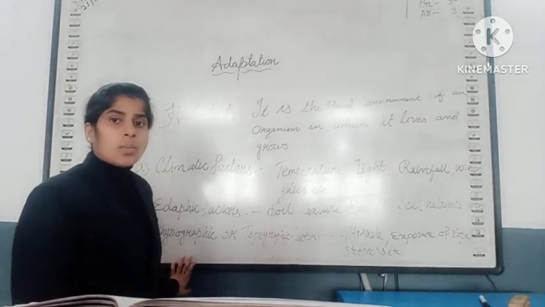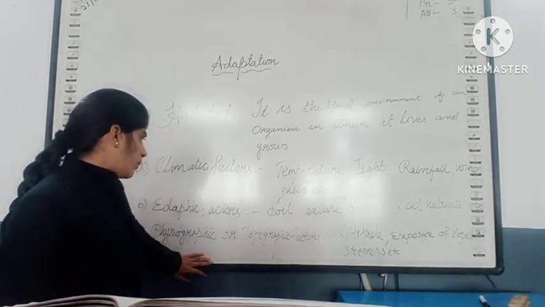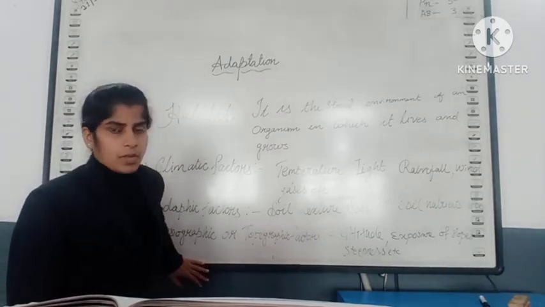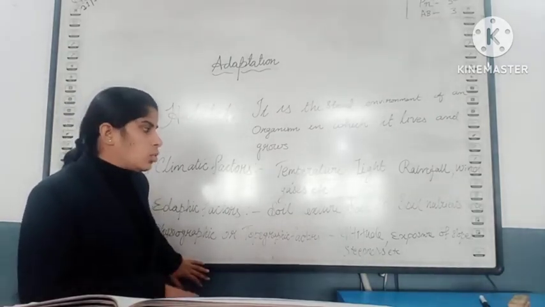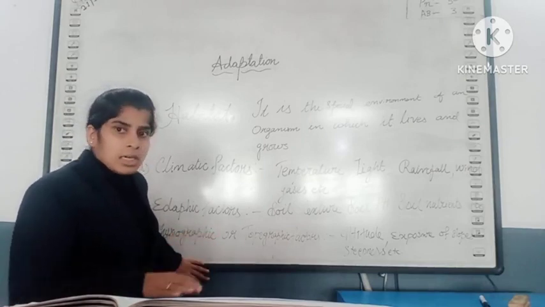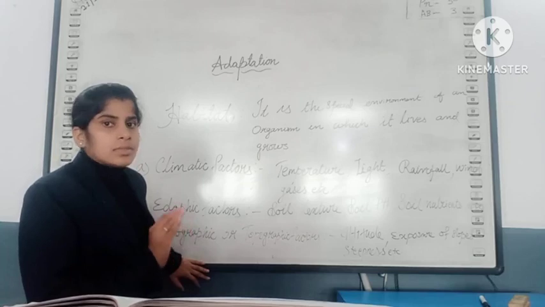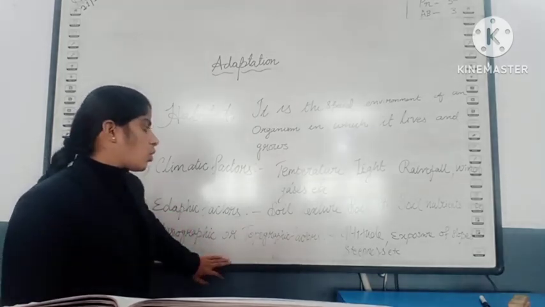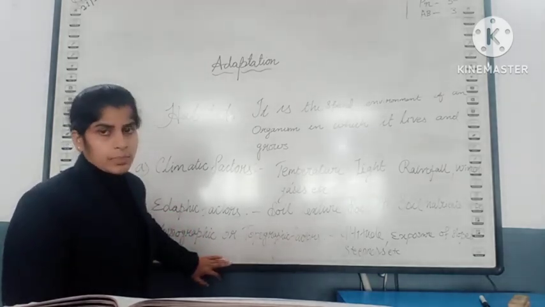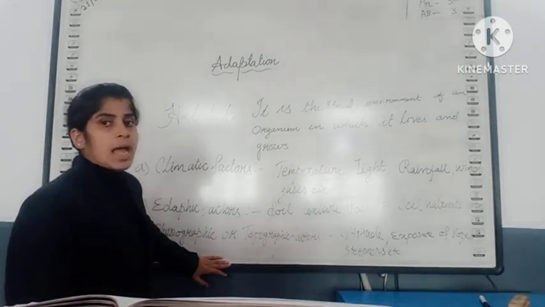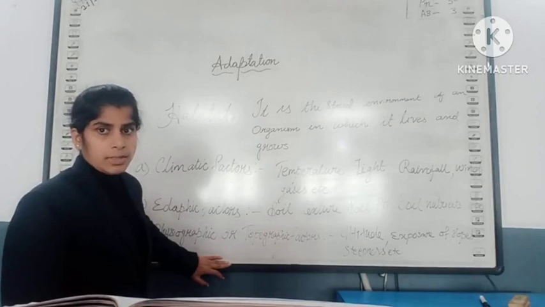Now physiographic or topographic factors. Physiographic factors or topographic factors mean the altitude of the particular place, the exposure of the slopes and steepness. These all come under physiographic or topographic factors. So these are the three abiotic components of an organism in the habitat. Do you understand?